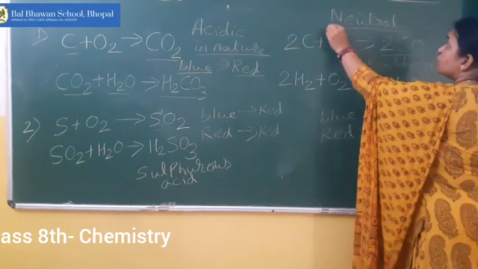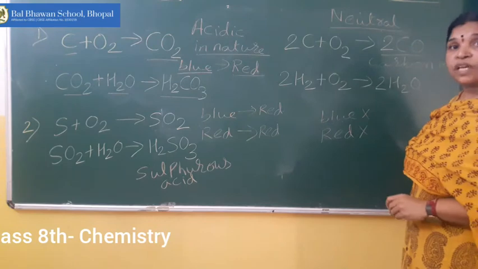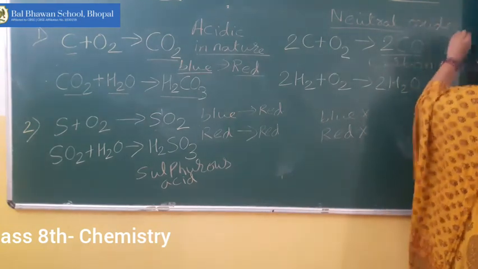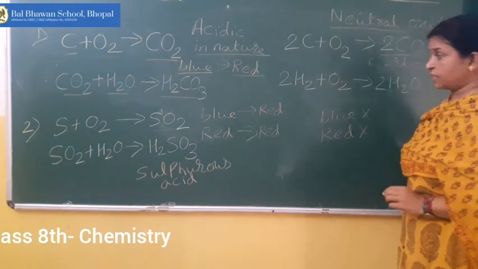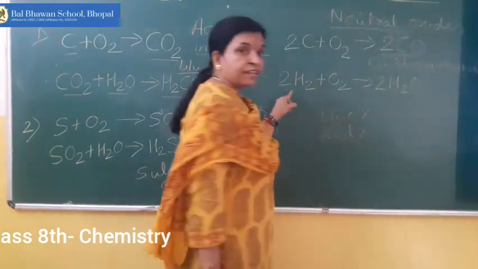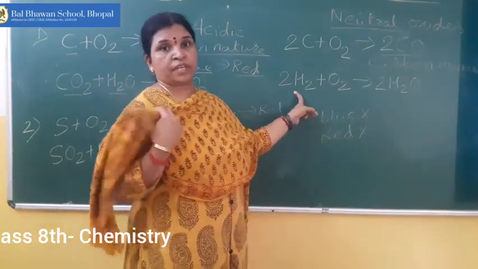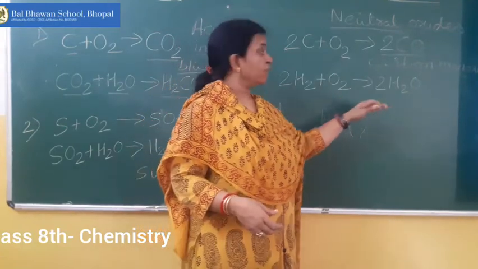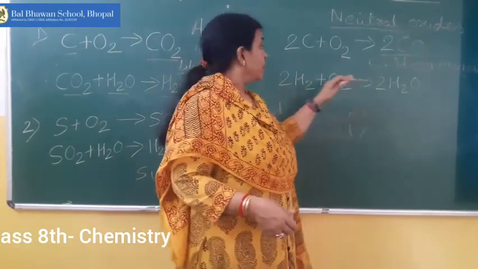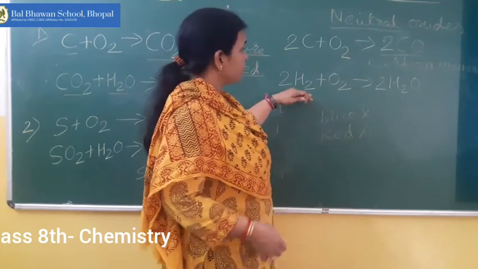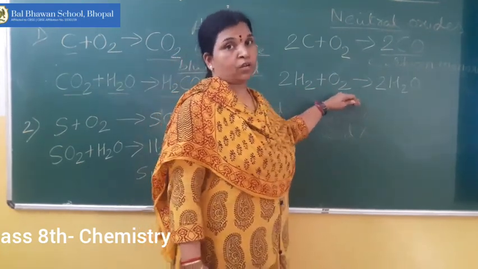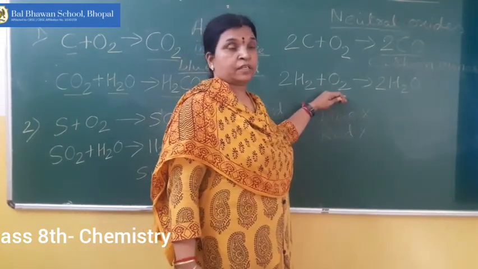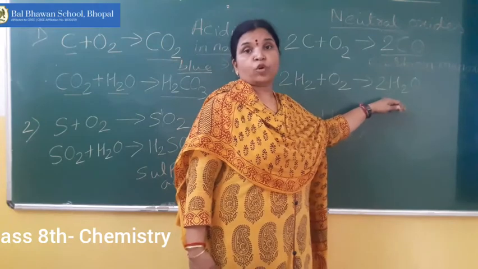What it is? Neutral in nature. So such oxides are called as neutral oxides. What they are called? Neutral oxides. Let us see another example of neutral oxide. A very well known example which we use in our day-to-day life, that is water. Water is produced by the reaction of hydrogen and oxygen gas. Hydrogen gas reacts with oxygen gas and then it produces water molecule.